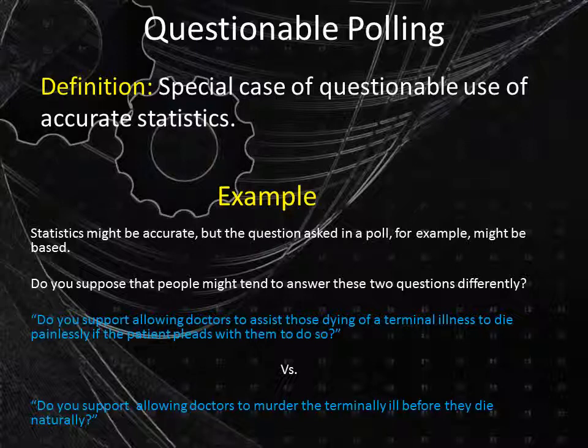Here is an example. Do you suppose that people would answer these two questions the same way? Do you support allowing doctors to assist those dying of a terminal illness to die painlessly if the patient pleads with them to do so? Versus this question. Do you support allowing doctors to murder the terminally ill before they die naturally? I think that chances are that many people, at least, would answer these two questions differently.